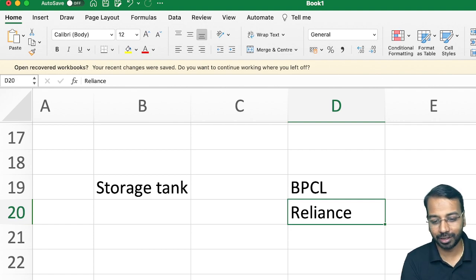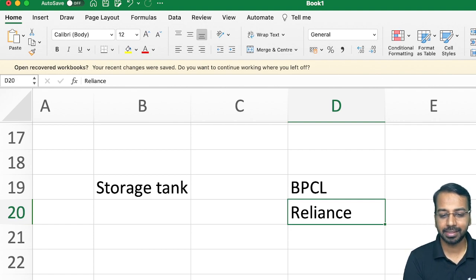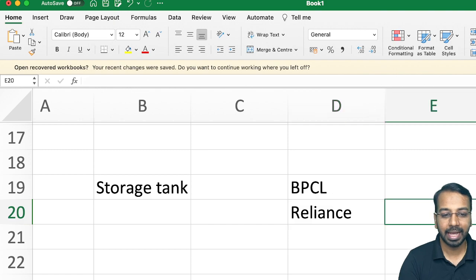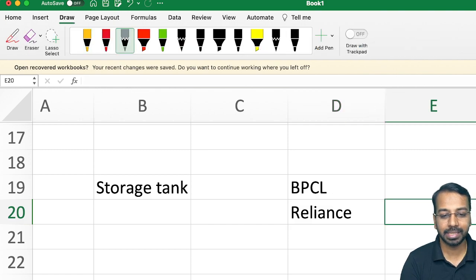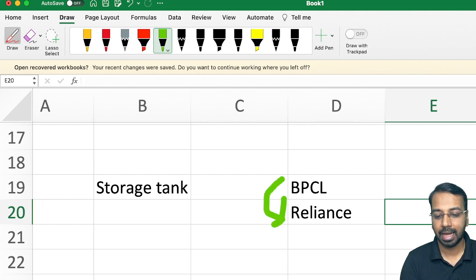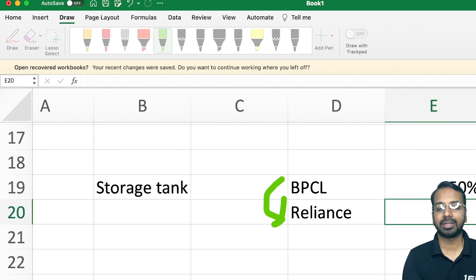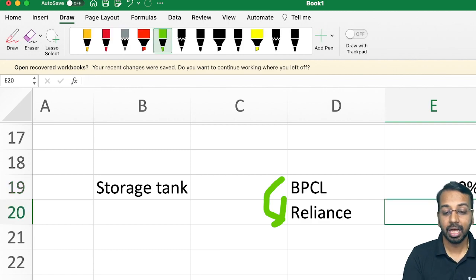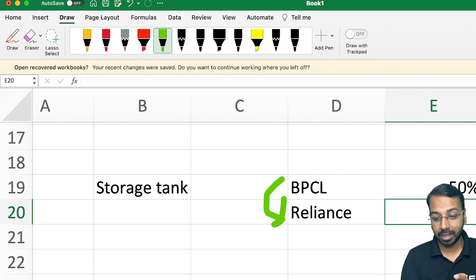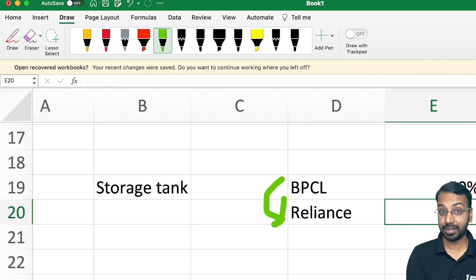So yeah, coming back to the example, BPCL and Reliance. Let us say Reliance has a storage tank, and BPCL enters into a contract with Reliance and says, yes, I want to use 50% of the capacity. Whatever capacity the storage tank has, we will use 50% of it. So here there is a single tank. It is not physically distinct. There are no two tanks. We are saying it's a single tank. And what is the usage?